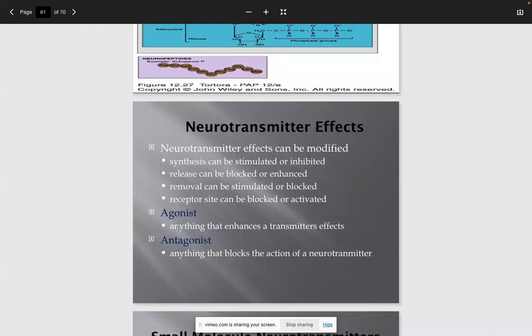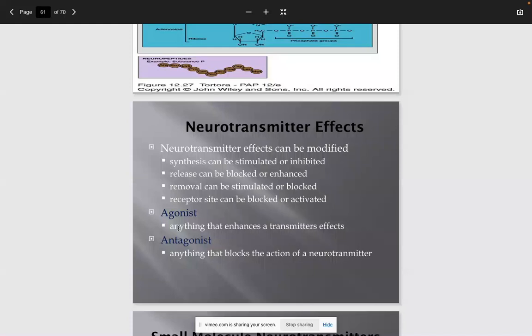Does that make sense? Just to repeat that, alcohol primarily is an agonist of GABA. GABA is inhibitory. Whenever you drink alcohol, it works on the GABA receptor and makes it work better.